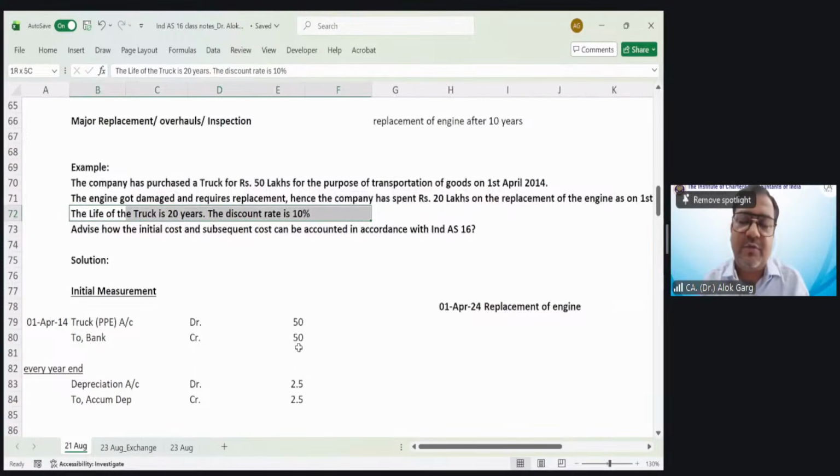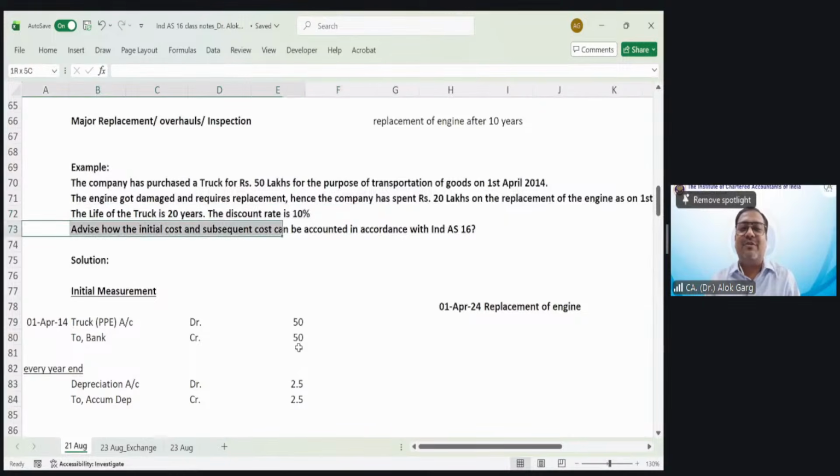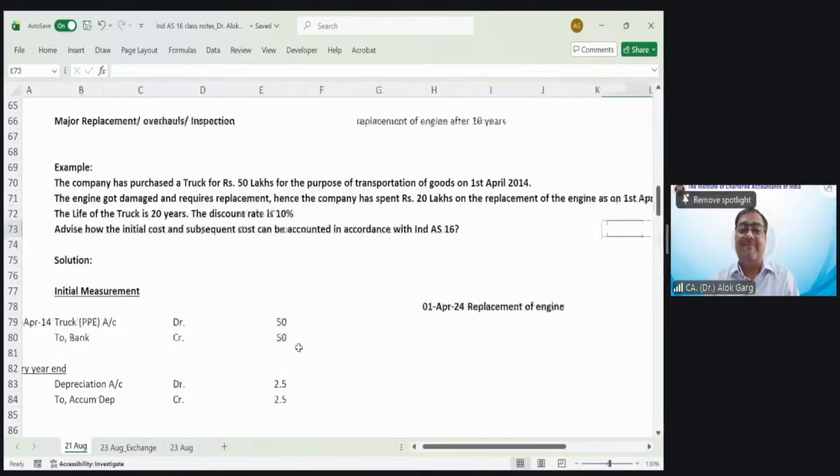I don't know why the discount rate is given in the question. I know, but I'm just predicting that I don't know. Advise how the initial cost and subsequent cost can be accounted in accordance with Ind AS 16.